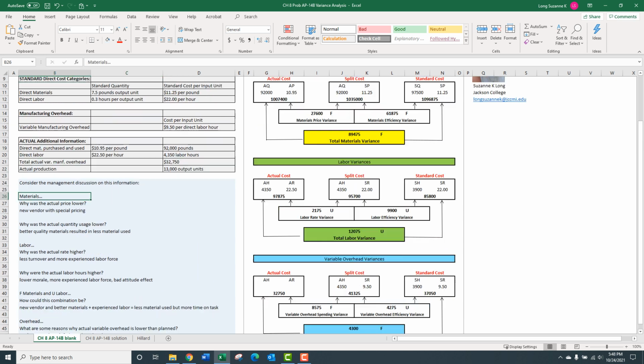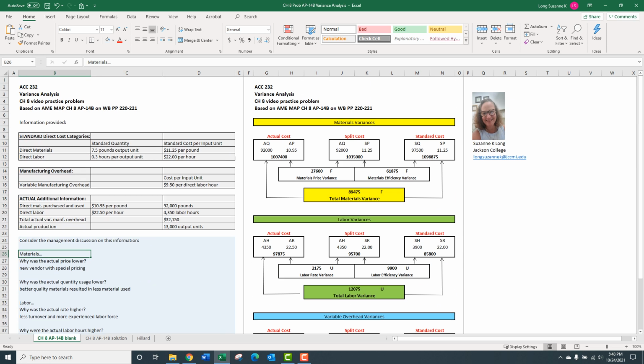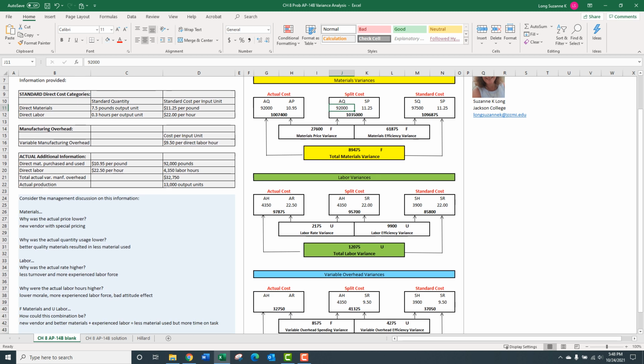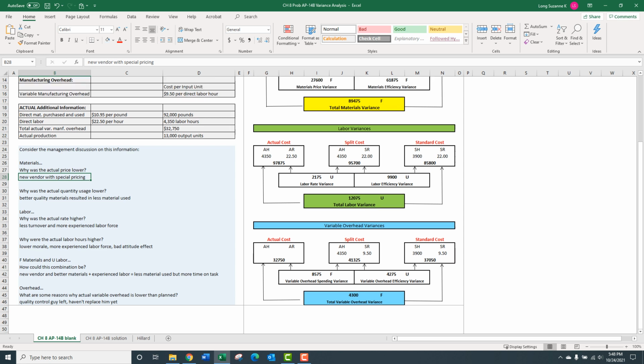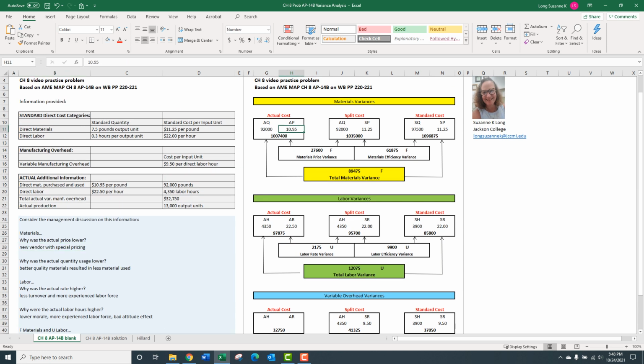So if we look at materials, the 92s, we're comparing price, and our price was less and our usage was less. Why is that? Before I worked on this, I threw in some ideas. Why would the price be lower? Well, one idea is maybe we have a new vendor and that new vendor offered us some introductory special pricing kind of thing. Maybe that's why the rate was a little bit lower.